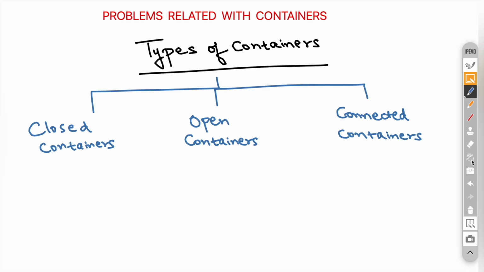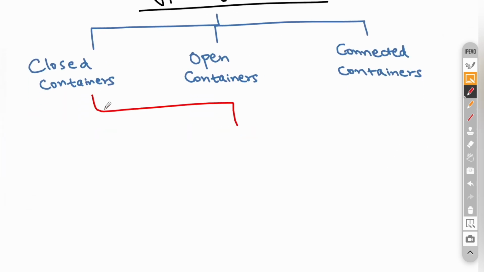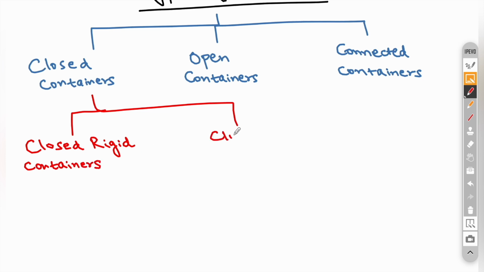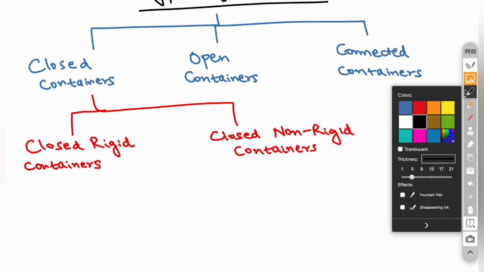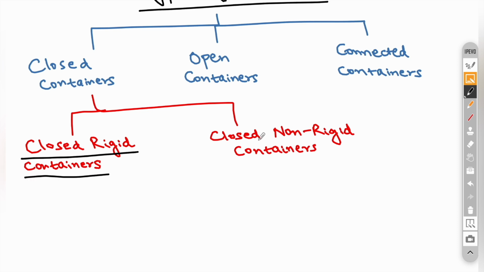In the category of closed containers, we have two more types. These are also very important: closed rigid containers and closed non-rigid containers. What's the difference between these two? We'll discuss them as well as solve problems related to these. So stay tuned.